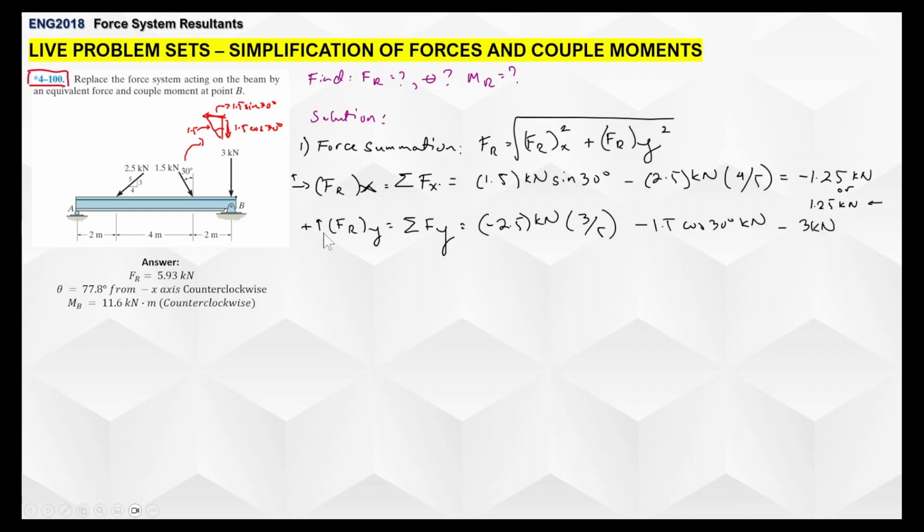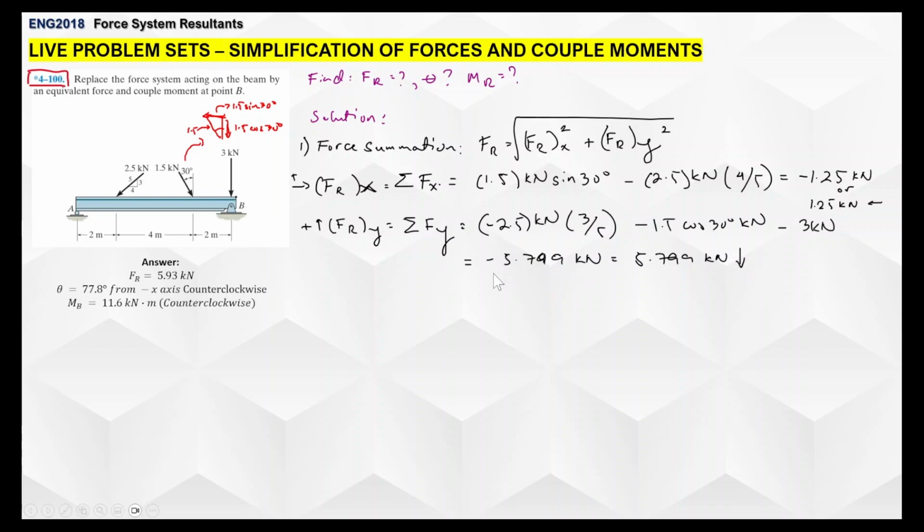Then we do the same thing for vertical forces, where the direction going up is positive. So in this particular case, summation of Fy is equal to negative 2.5 times 3 over 5, minus 1.5 cosine 30 degrees, and then minus 3 kilonewtons. Good Lord, all of them were negative. So that gives you about negative 5.799 kilonewtons downward.